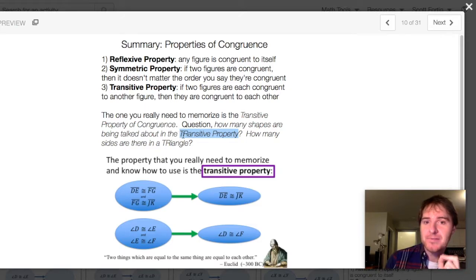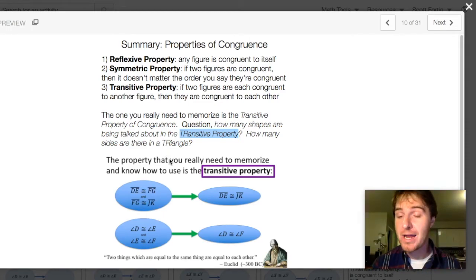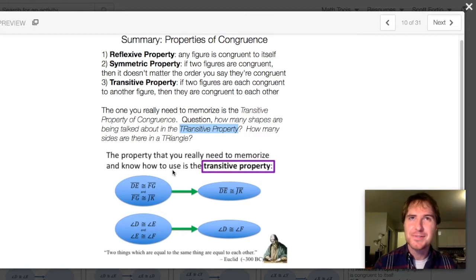We've got two letters in caps there, TR. How many shapes are talked about in the transitive property at the beginning? How many total? I see 3. How many sides are there in a triangle? Also starts with the first two letters of transitive. So the TR is kind of telling us 3. Triceratops, 3, right? I think Triceratops has 3 horns. I don't know. It's been a while since I've studied dinosaurs.